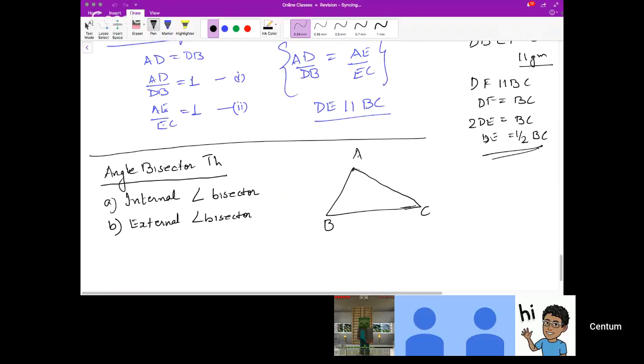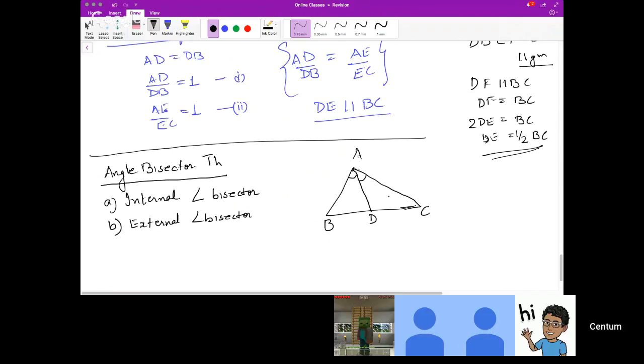Now, what is an internal angle bisector? Internal angle bisector is this. If you have this line, this angle is equal to this angle. So this is the internal angle bisector, the bisector of an internal angle, hence it is called the internal bisector. All three angles can have one internal bisector. Let's say this is D.